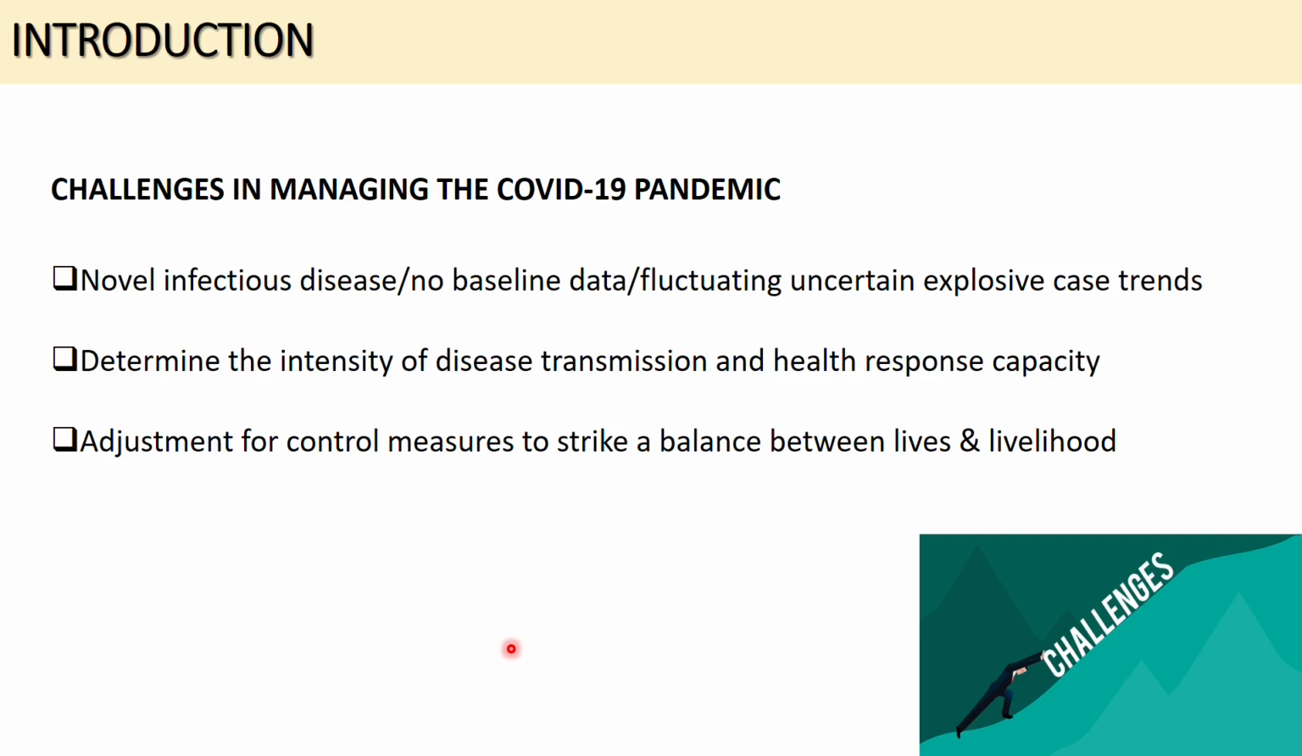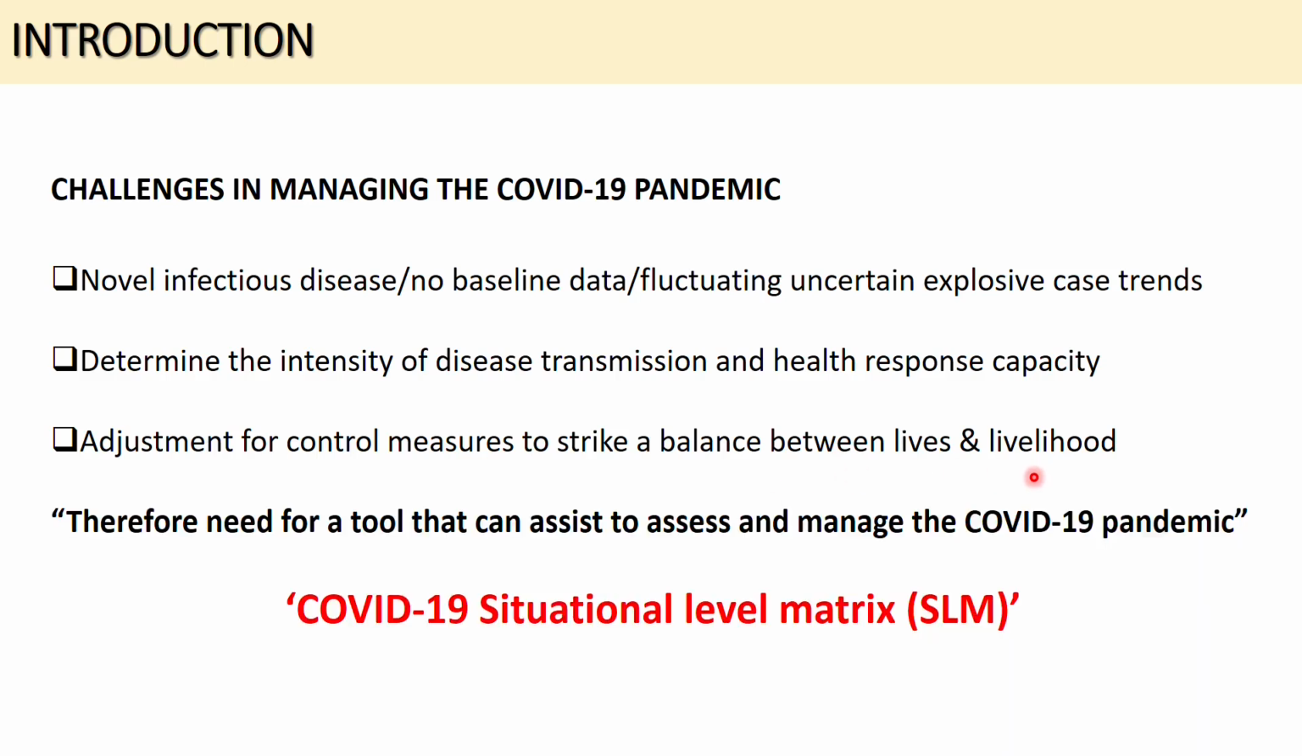And this would actually help in adjustment of control measures, wherein there is an important need to strike the right balance between the level of control measures and livelihood. So therefore, it is very important that there is a system available that can assist health authorities in gauging and managing the COVID-19 pandemic. For that, our innovation, COVID-19 Situational Level Metrics, does fill in this gap.